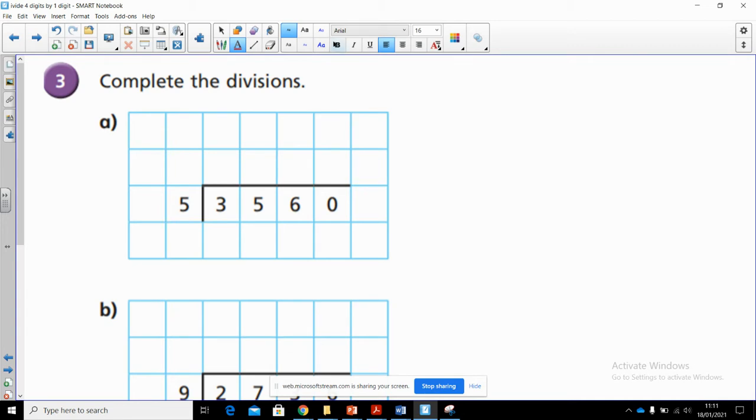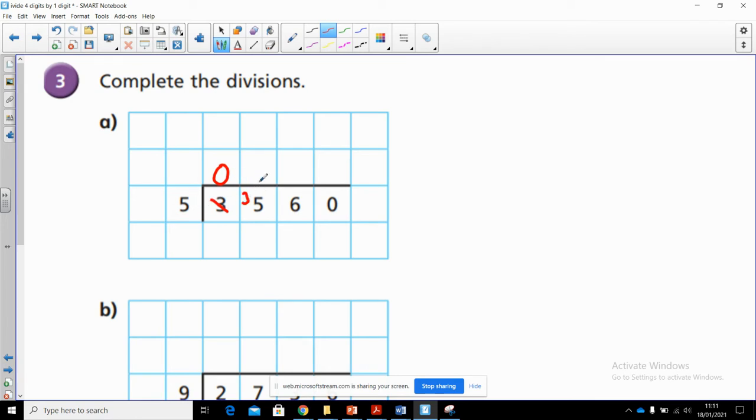I want us to look today at using the bus stop method. You've used lots of different methods in the white rows, and we're going to look today at using the bus stop again, like we did the other day. So my question here is 3,560 divided by 5. Following the same rules that we did last week, how many times does 5 go into 3? It doesn't. There are no groups of 5 in 3. So we put a 0 at the top, cross it over, and move it across.